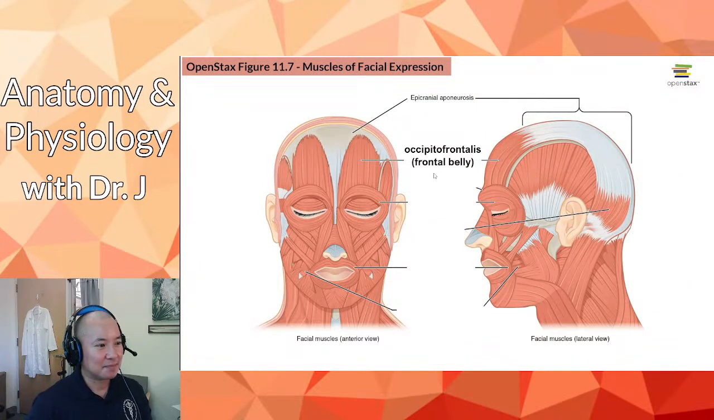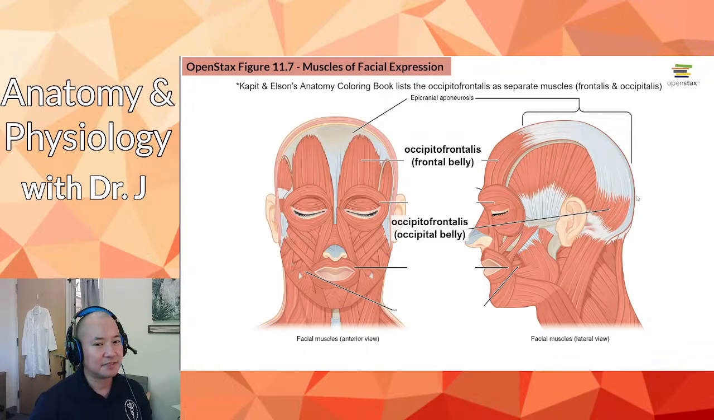And here we have the occipitofrontalis, the frontal belly. It's actually this entire part right here. And then we have the occipitofrontalis, the occipital belly. The frontal belly would be in the front, and the occipital belly is closer to the occipital bone. If you're using the anatomy coloring book, the original first one, they list it as separate muscles, the frontalis and occipitalis. And sometimes in other books, they call it the epicranius. They all refer to the same general structure, but I've seen occipitofrontalis favored more than the other two names.